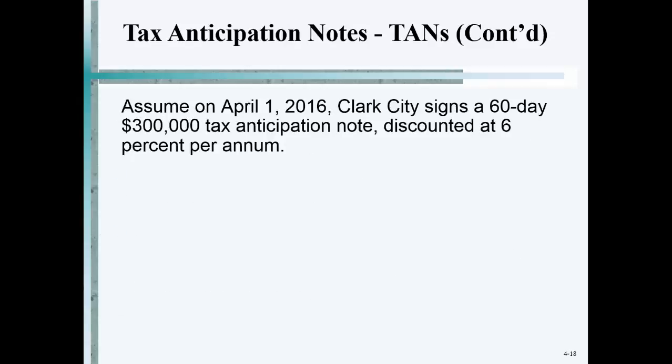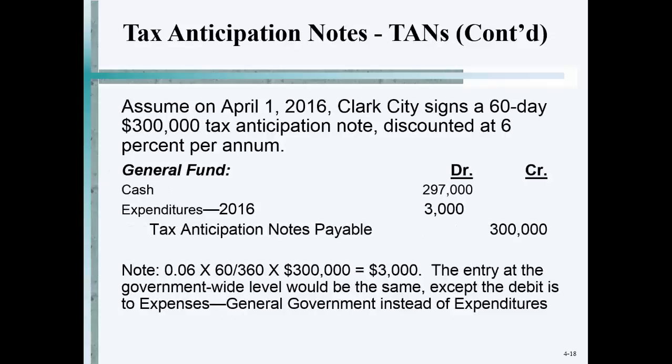Now, when we look at this example, this tax anticipation note was issued at a discount. How do I know it was issued at a discount? I received what? $297,000 of cash, and I'm going to have to pay back how much? $300,000. This tax anticipation note was issued at a discount, didn't it? But what this government does is they set up the expenditure here because they know they're going to have to pay back that interest when the note comes due in, what is it, 3 months or 2 months, 60 days? So this note was issued at a discount.